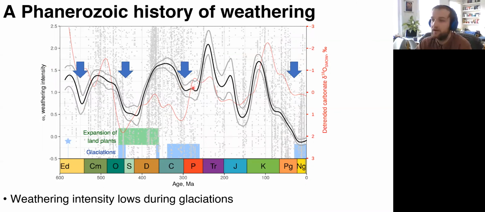Well, notably, we see dips in weathering intensity, so lower weathering intensity, during periods of cooler climate, glaciations. So here in the end Ordovician glaciation, we have a low weathering intensity. Carboniferous Permian glaciation here, we also have a low in weathering intensity. And then this most significant dip, the lowest weathering intensity, is at the present day in the Paleogene Neogene, which coincides with the most recent glacial period. So this would suggest low weathering intensity during periods of glaciation.